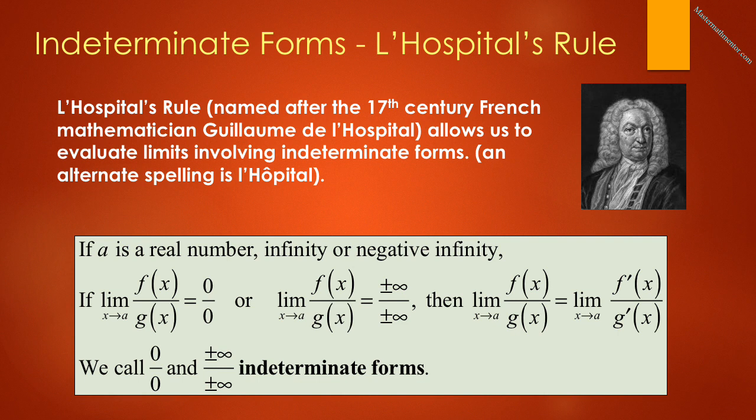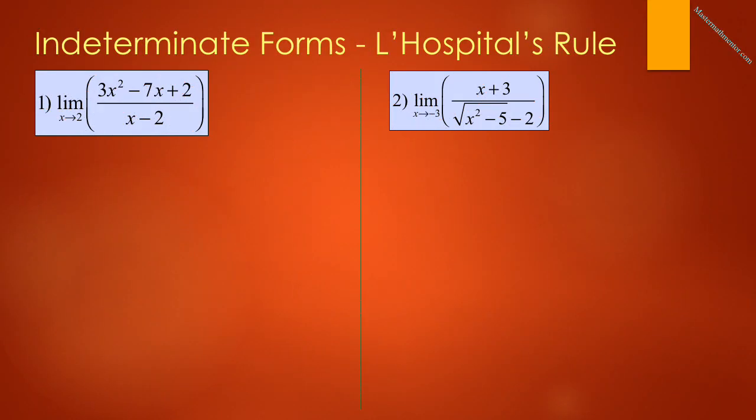Students sometimes confuse L'Hospital's rule with the quotient rule. They are completely different. The quotient rule is taking the derivative of f of x over g of x, while L'Hospital's rule is concerned with taking the limit as x approaches a of f of x over g of x. And that means that we take the derivative of the numerator over the derivative of the denominator. In the following problems, you are to use L'Hospital's rule to find the limit.